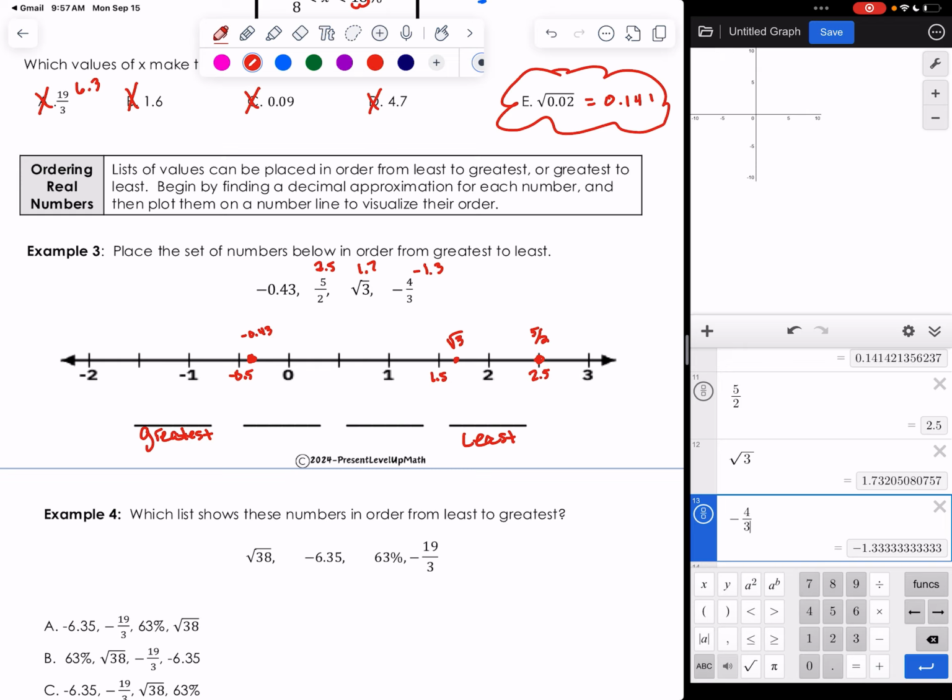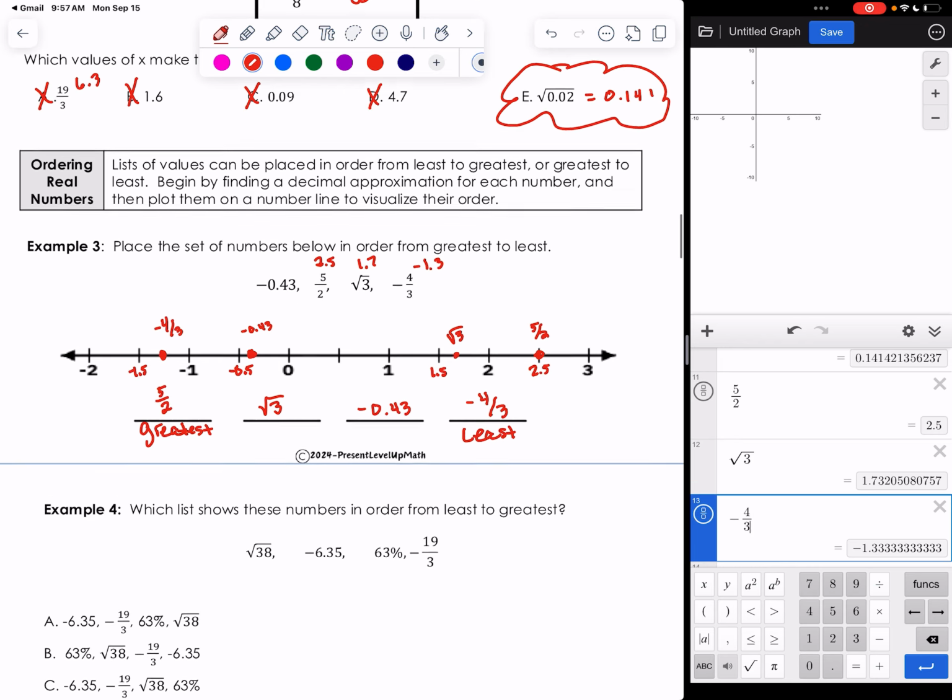Negative 4 over 3 is negative 1.3. So here's negative 1.5. We want to go past negative 1, but not all the way to the negative 1.5. So maybe right there, that would be negative 4 over 3. Now, once you get all the numbers on the number line, then you can clearly see which one is the smallest and which one is the biggest. They want the greatest to come first. So that was 5 over 2. And then the next one was square root 3. And then negative 0.43. And then negative 4 over 3.